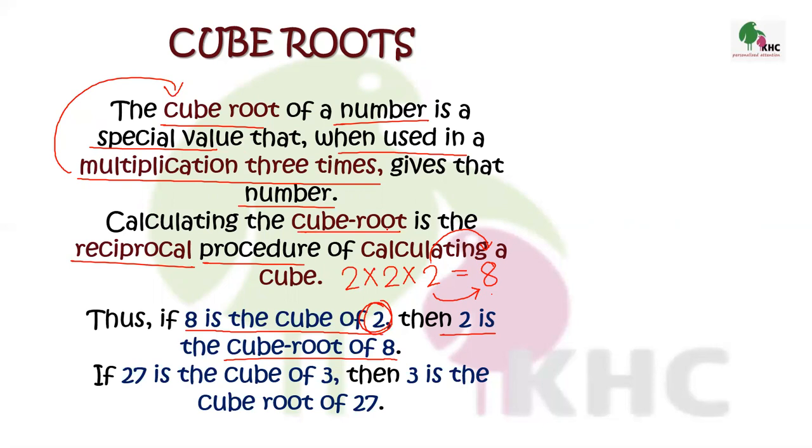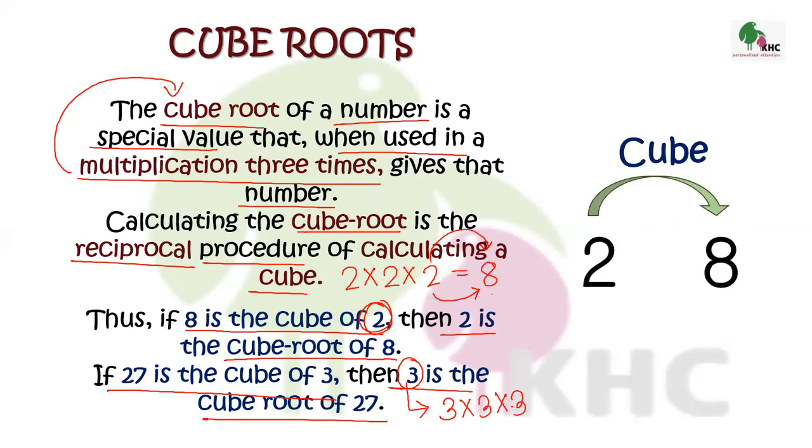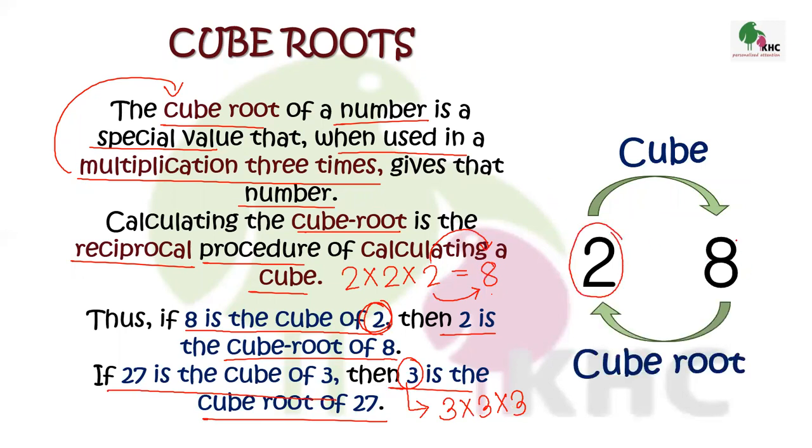Cube root is the reciprocal procedure of calculating a cube. 27 is the cube of 3, whereas 3 is the cube root of 27. So 3 is that particular number which is being multiplied 3 times to obtain 27. So 3 is known as the cube root. So if the cube of 2 is 8, then the cube root of 8 is 2. Okay, so that is the relation between cube and cube root.